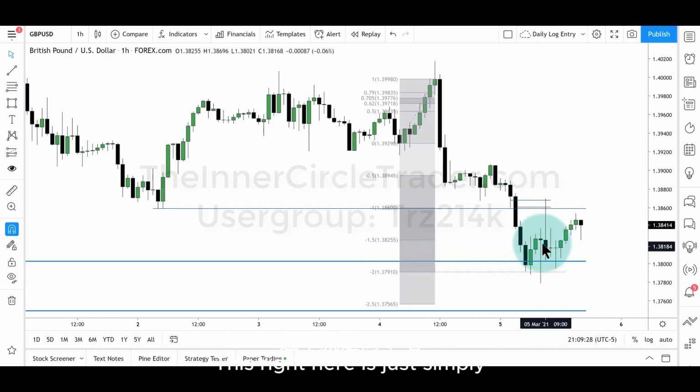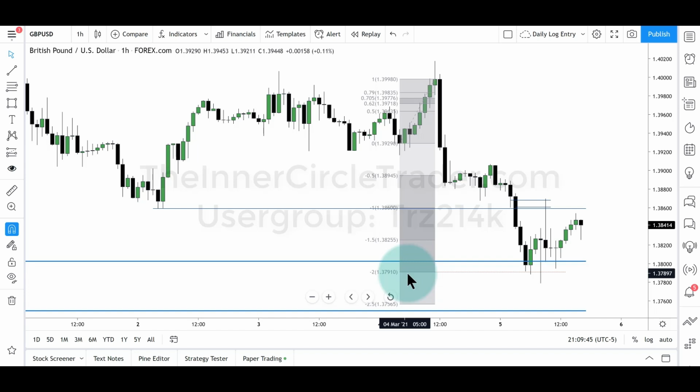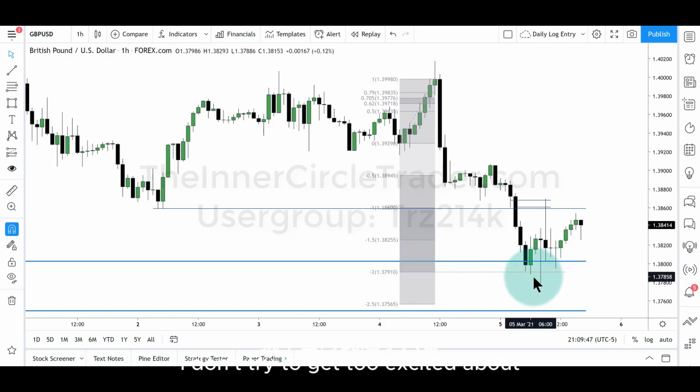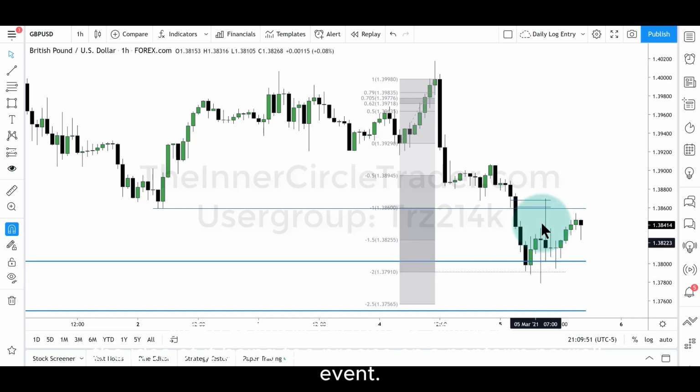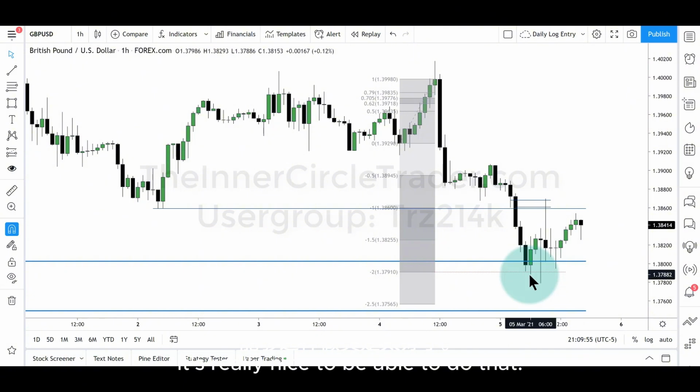Beautiful. This right here is just simply ahead of the non-farm payroll numbers. So volatility, it's not a big deal. But look how it encapsulates the bodies and does get 1, 2 runs on the hourly chart as a target. I don't try to get too excited about the idea of it being too precise on a non-farm payroll event, but for swing trading here, it's really nice to be able to do that.